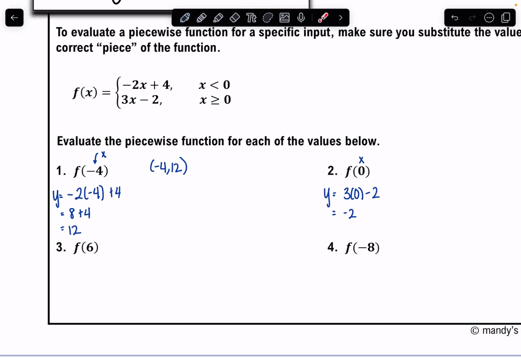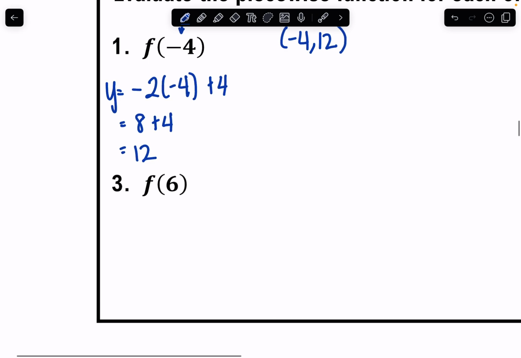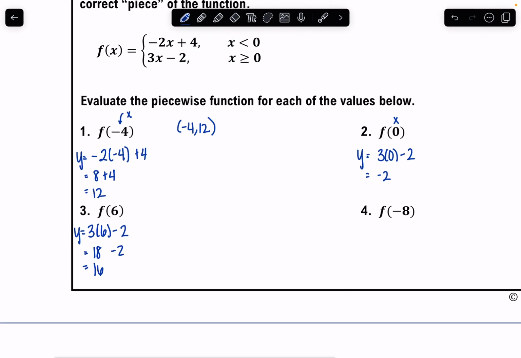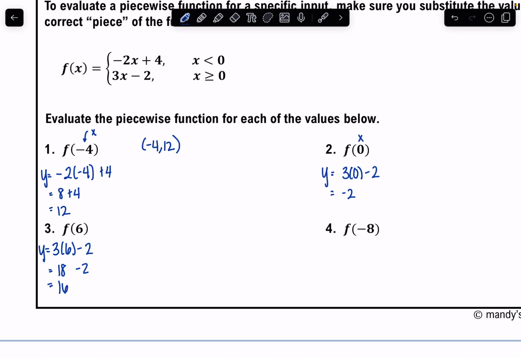F of 6. So 6 is greater than 0. So I again want to use that 3x minus 2 function. So 3 times 6 minus 2. 3 times 6 is 18 minus 2, which is 16. So 6, 16.